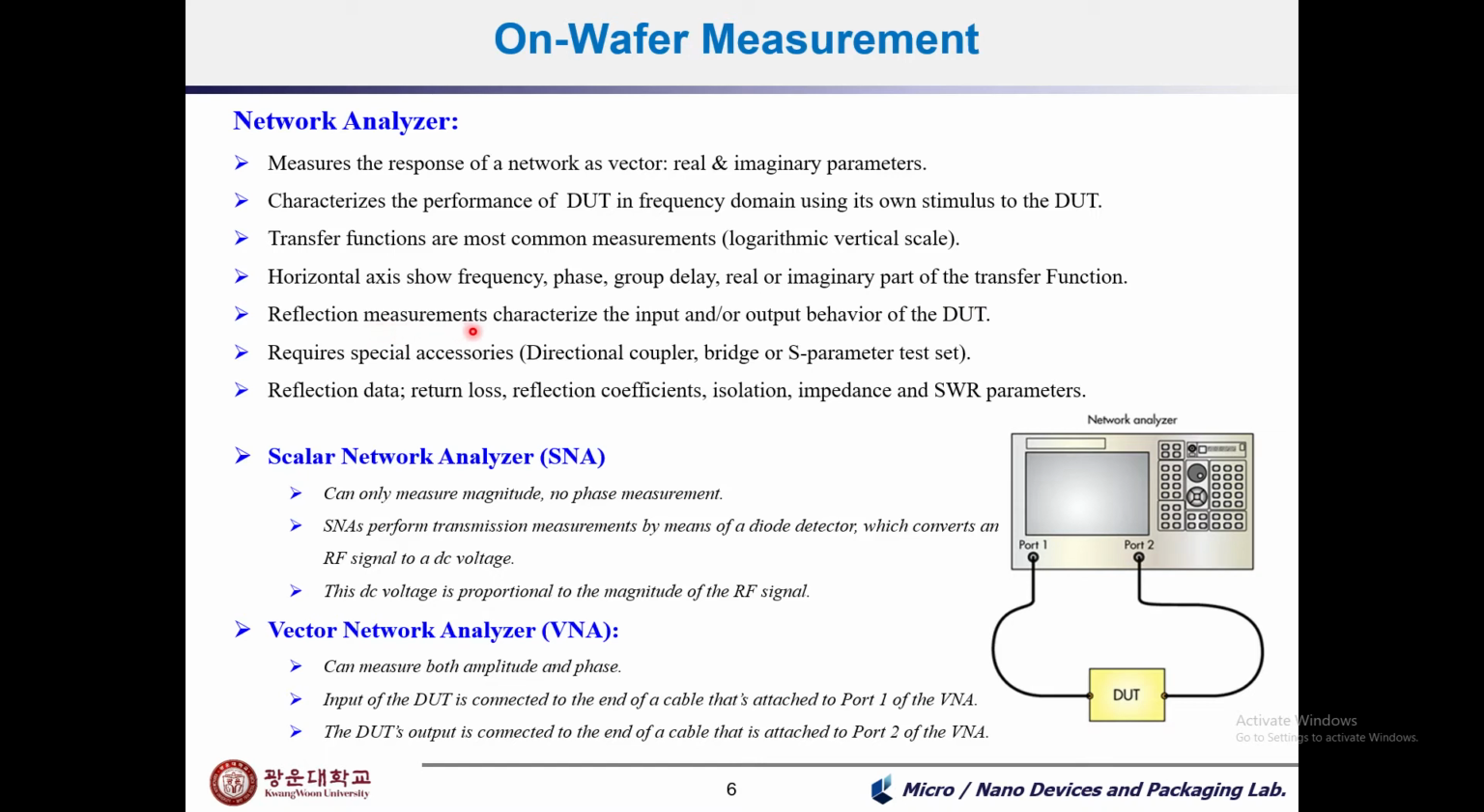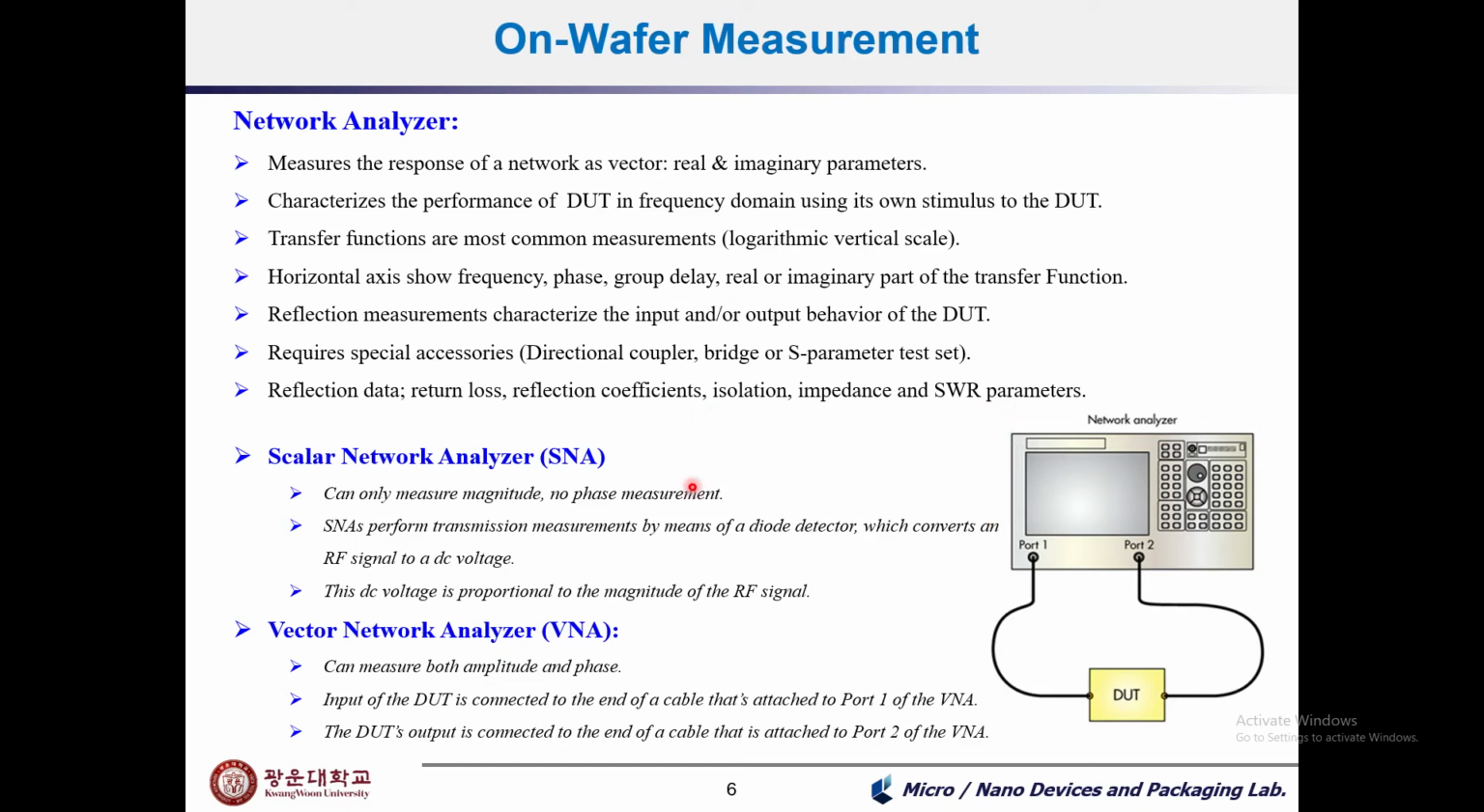This network analyzer measures transmission and reflection measurements, where the reflection measurements characterize the input and or output behavior of the device under test. And for this it requires special accessories such as a directional coupler, bridge, or S parameter test set. And the network analyzer can give measurements related to the reflection data, return loss, reflection coefficients, isolations, impedance, and standing wave ratio parameters.